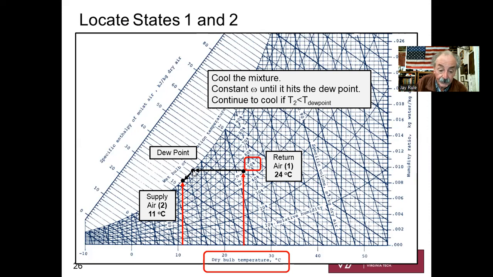Once we hit the dew point temperature, we continue to cool and cool and cool until we reach 11 degrees C dry bulb temperature. So here, we come down at 100% relative humidity until we intersect 11 degrees C on the x-axis. So there's our second point right there. There's state 2. All right. I hope you understand that.